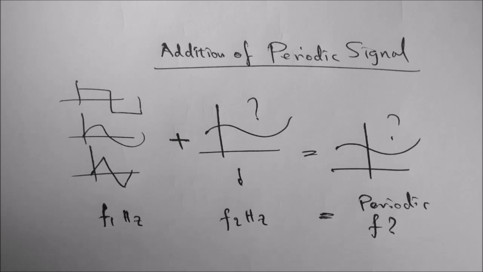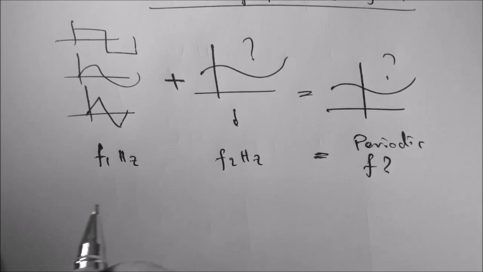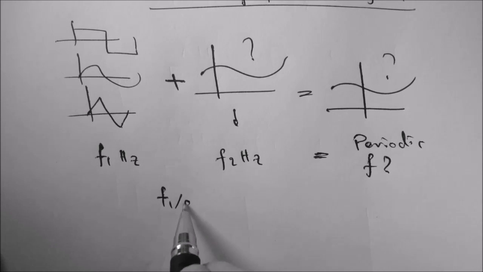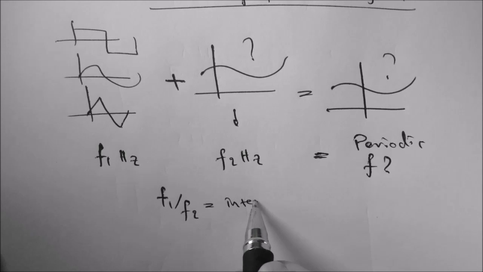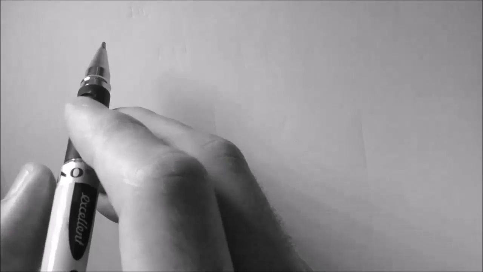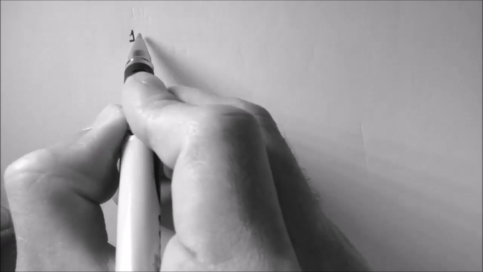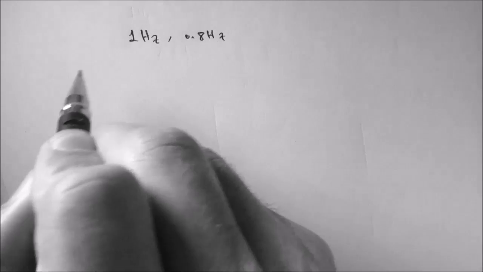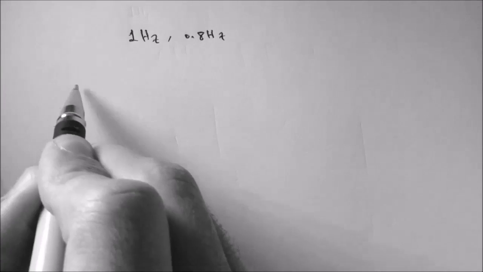Actually, there's no simple answer to this question, because it depends on whether the ratio f1 over f2 is an integer or not. Is it a fraction or an integer? So let's just take a numerical example to illustrate the idea. If we have a periodic signal that has a frequency of 1 Hz and another periodic signal with a frequency of 0.8 Hz, now we are going to add these two signals.